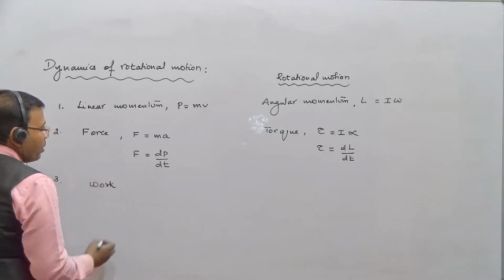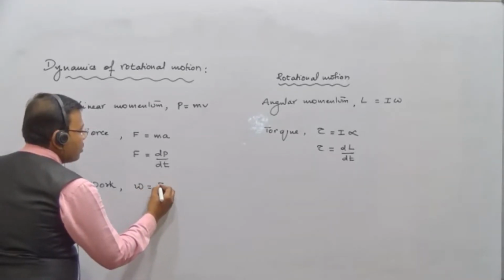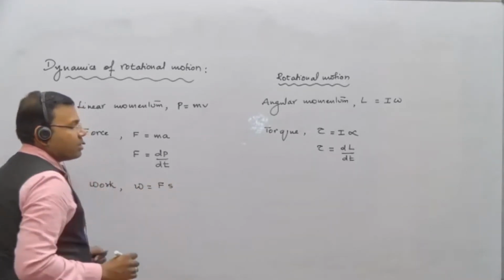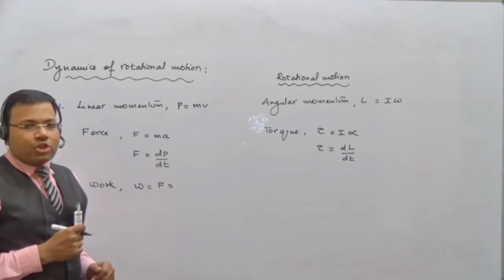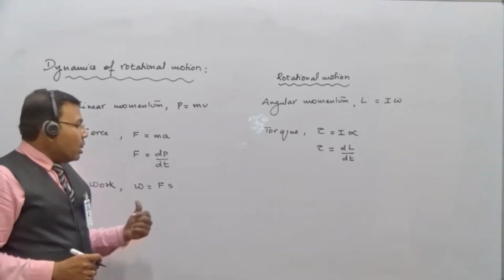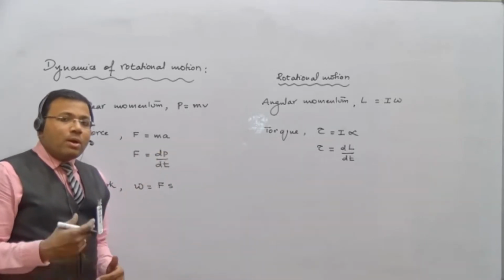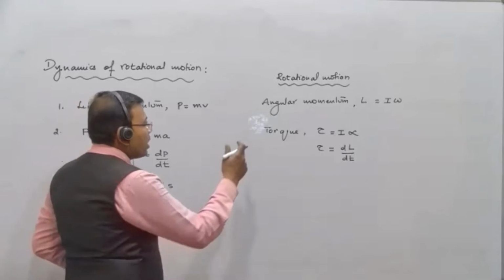Work. What is work? Work is the product of force and displacement, when both are acting in the same direction. So for the product of force and displacement, we call it work. But in rotational motion, that is also a work. How do we frame the formula for work in this situation?